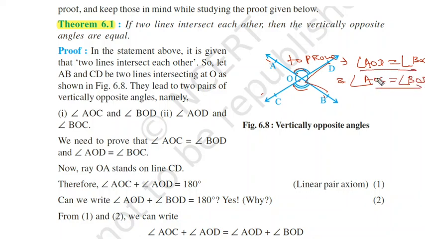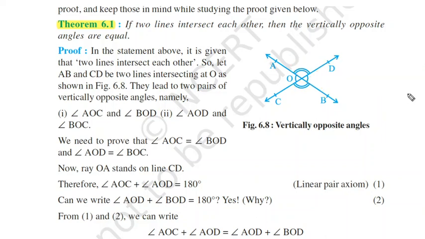Now we'll move to the proof section. We need to prove angle AOC equal to angle BOD, and angle AOD equal to angle BOC. These two angles we have to prove equal, and these two angles we have to prove equal. Now, ray OA stands on line CD.